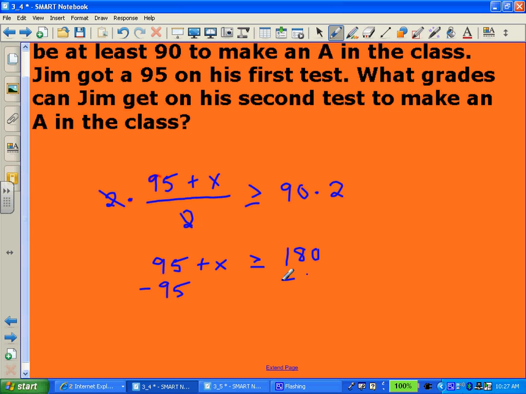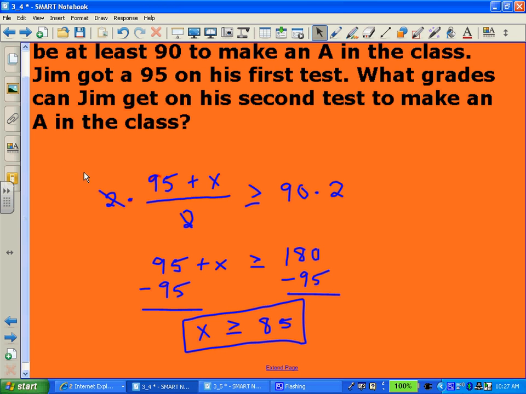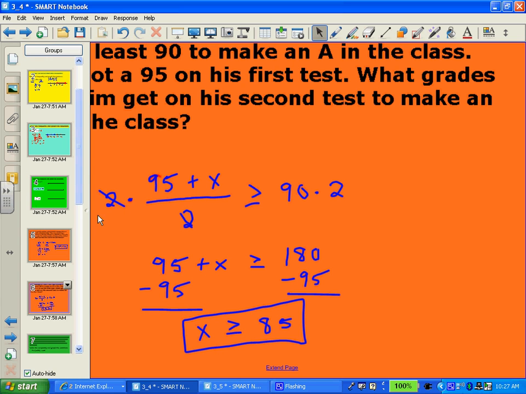And then I have to subtract 95. So that gives me x greater than or equal to, I want to say 85. Yep. So this says that Jim has to get at least an 85 on his second test if he wants to get an A in the class.